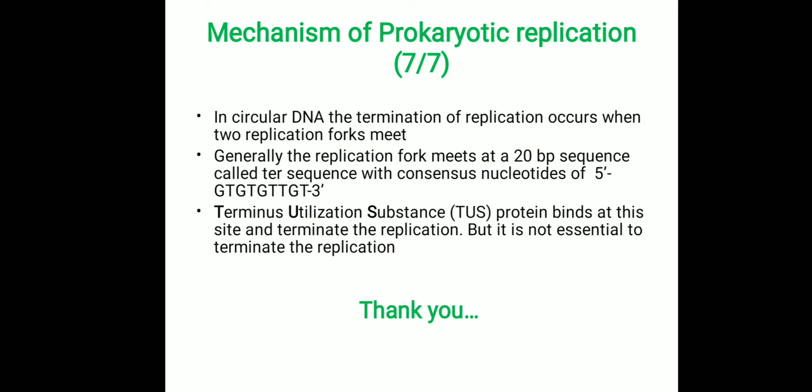And next, the last step is termination. Generally in circular DNA, the termination of replication occurs when two replication forks meet together. Generally, the replication fork meets at a 20 base pair sequence called the ter sequence. This also has consensus sequences like GTG, TGT and TGT. In addition, the terminus utilization substance, or TUS protein, binds at this site and terminates the replication.